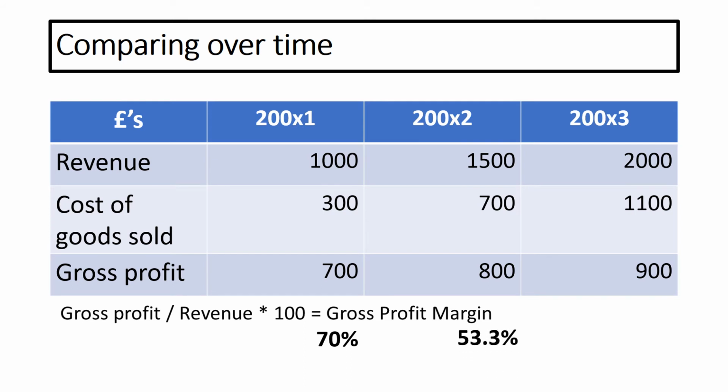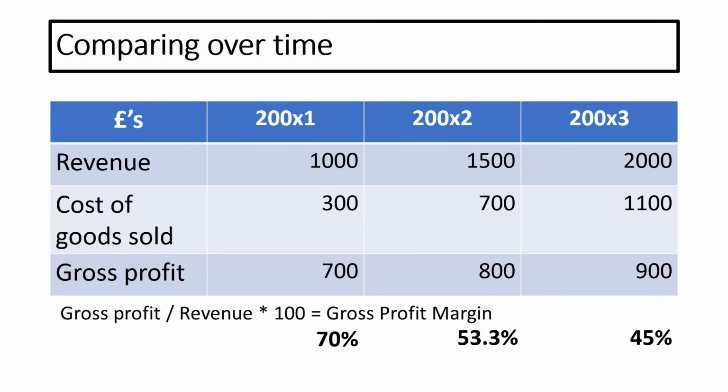So hopefully you found 800 divided by 1,500 times 100 equals 53.3. Only go to 1 decimal point. Life is too short to go any further. So even though their revenue's gone up and their gross profit's gone up, they are actually keeping less of each pound. So this is a negative thing for this business. If we go to the third year, revenue's gone up to 2,000, gross profit's gone up to 900. Again, they're only keeping 45p in each pound.